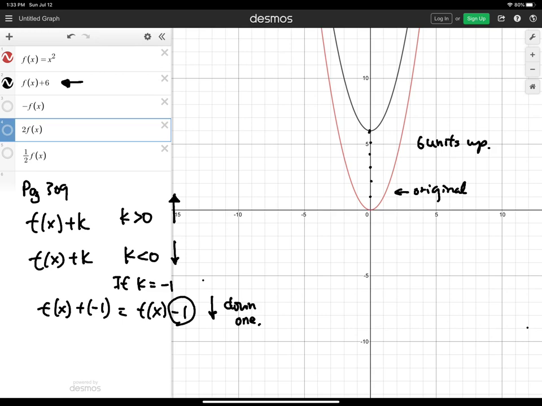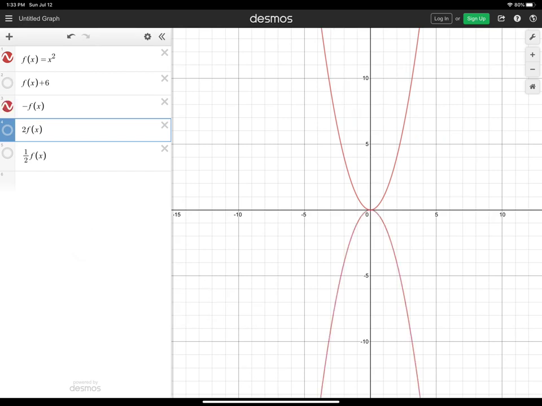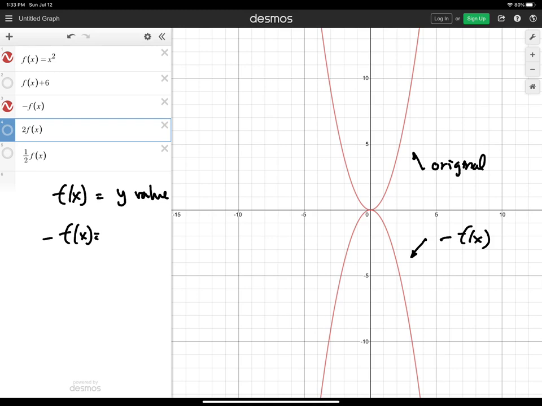All right, next one. We have the graph of f of negative x. So again, the original. This time they're both in red. I probably should have picked better colors. But check this out. Remember, f of x is the y value. So when you put a negative in front of f of x, what you're doing is putting a negative in front of the y value, or simply switching signs.